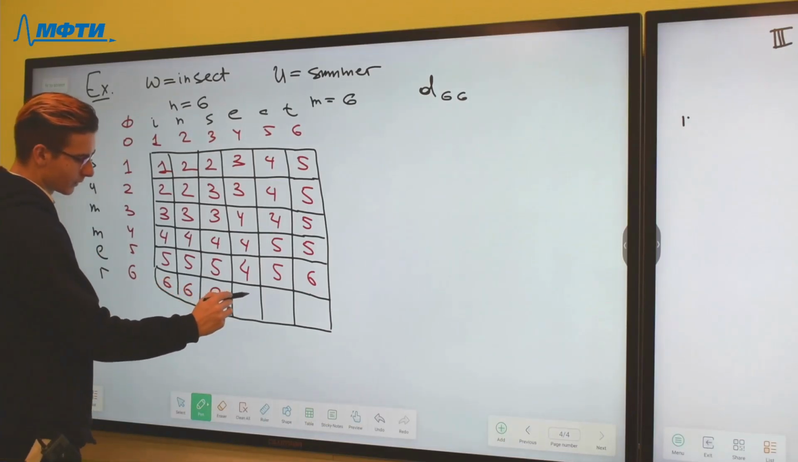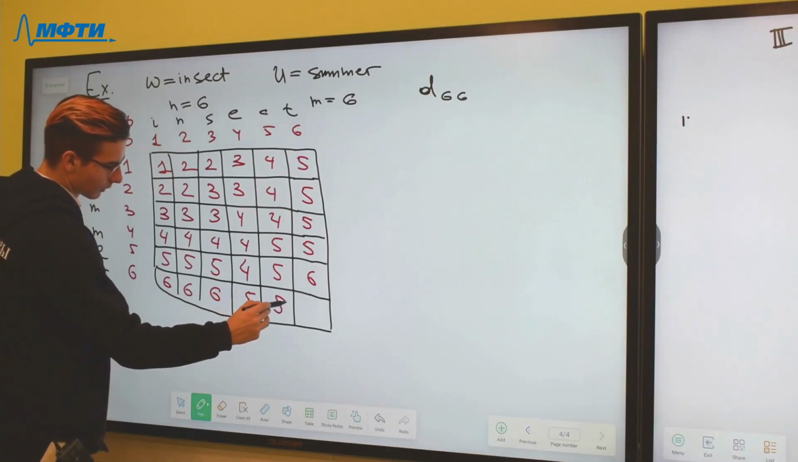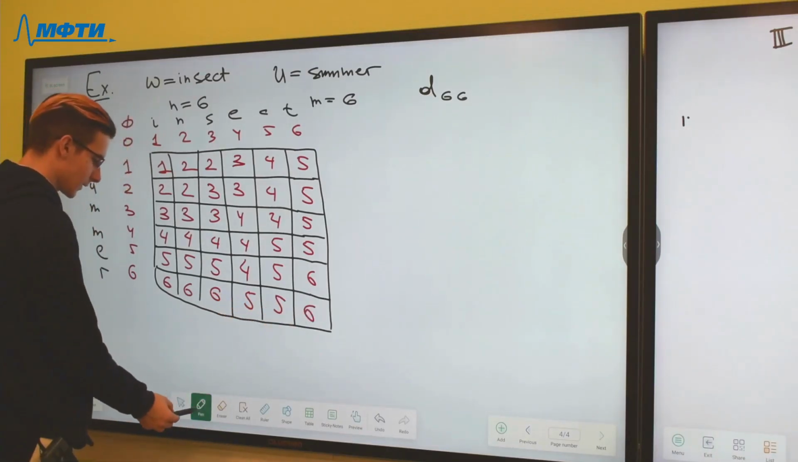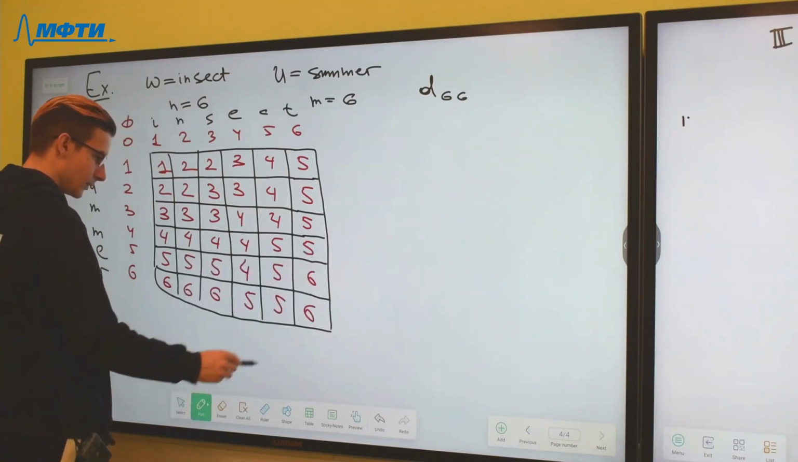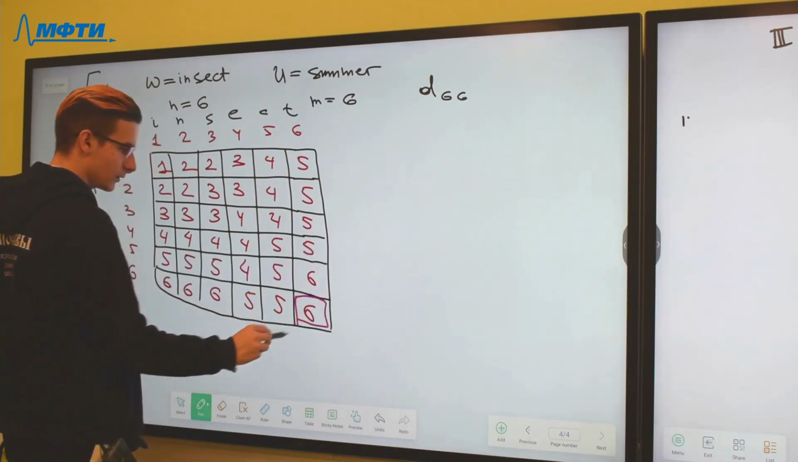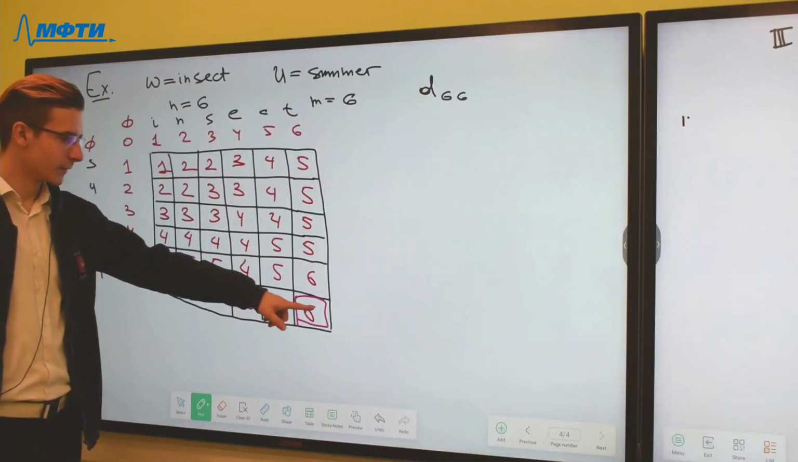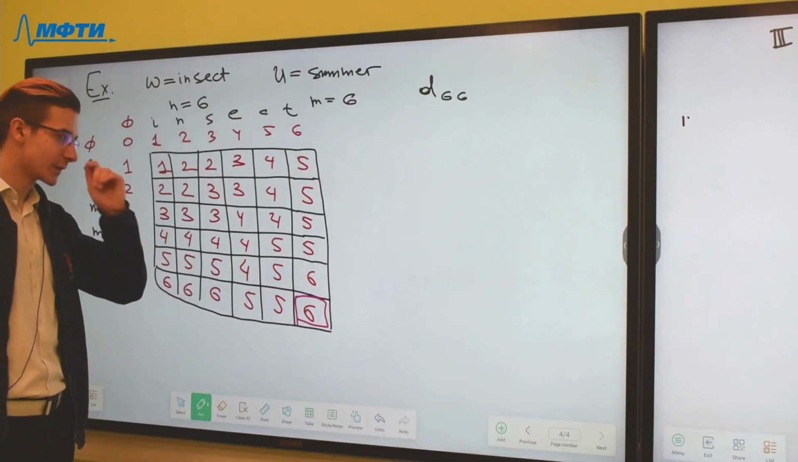Repeat it. And it is the right answer. Is it the last column, last line? Yeah, it is the number in the last cell in the matrix.